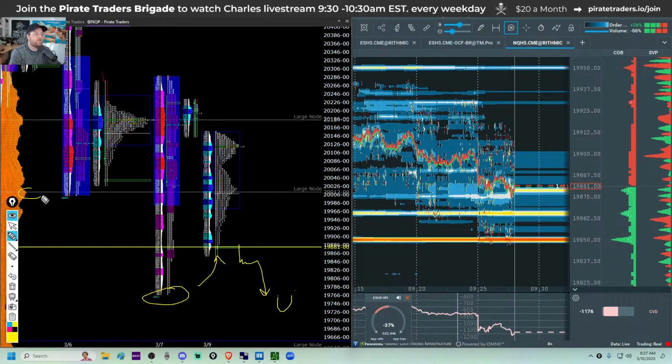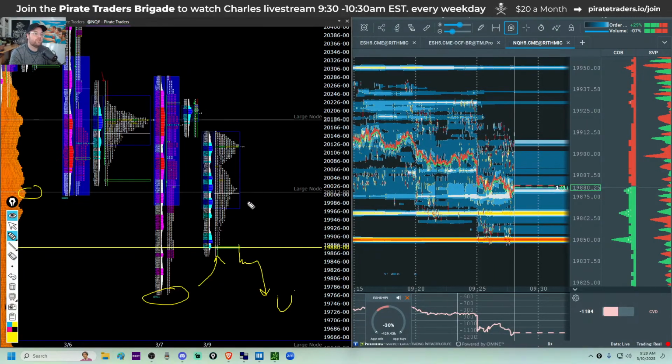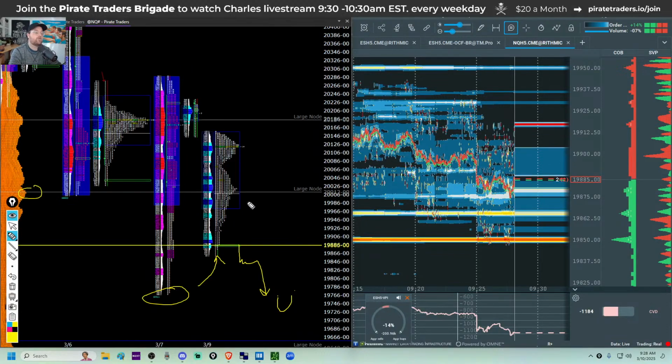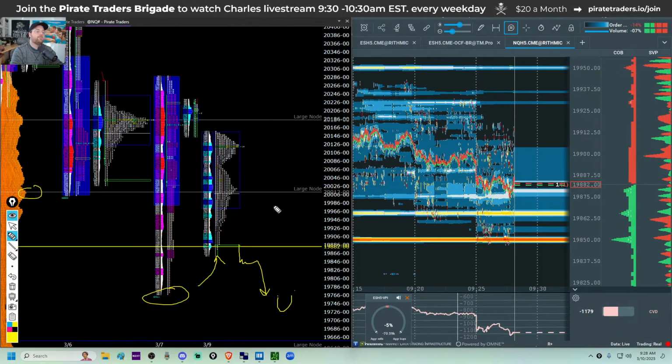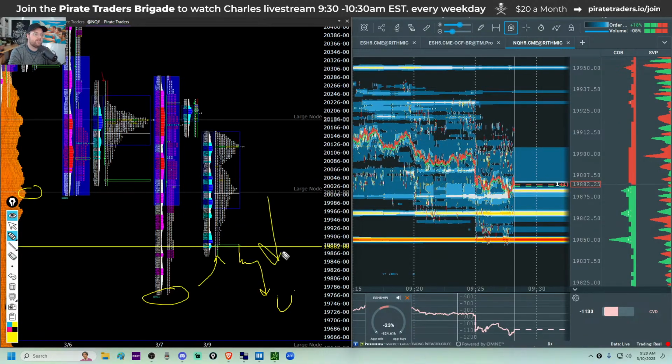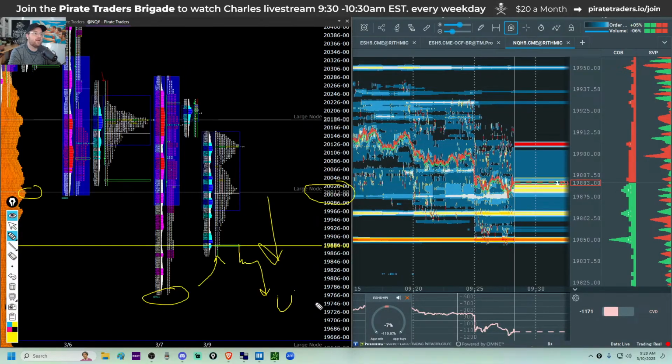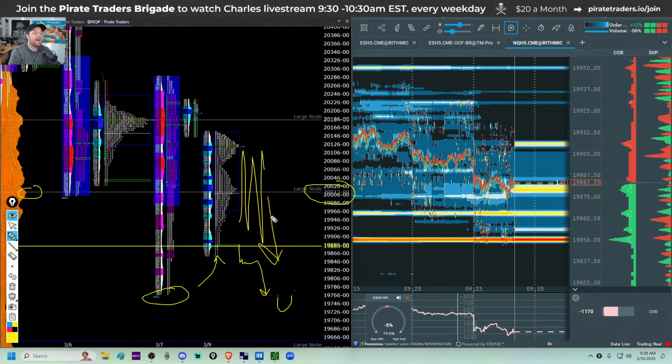You could also look for resistance in here around 20,012. You could look for some resistance in there also for a move to the downside. If it can get through 20,012, through that node right there, then you're looking at an incredibly choppy day inside what is the weekend's range.